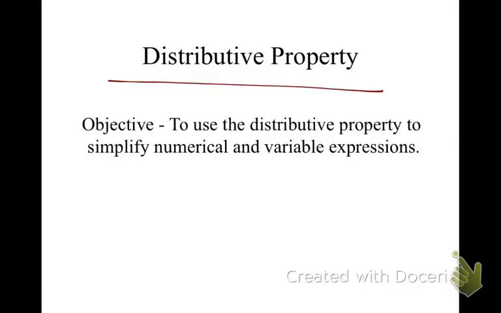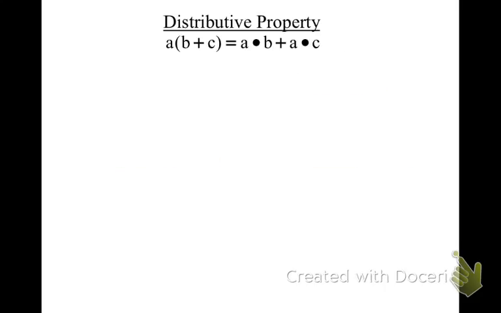Today's lesson is called the distributive property. Today we'll be learning what the distributive property is and how we can use it to simplify numerical and variable expressions. Now this is the algebraic expression of the distributive property. Write this in your notes. So the distributive property: basically we are distributing, or sharing, our A with everything that's inside our parentheses. In this case it's our B and our C.